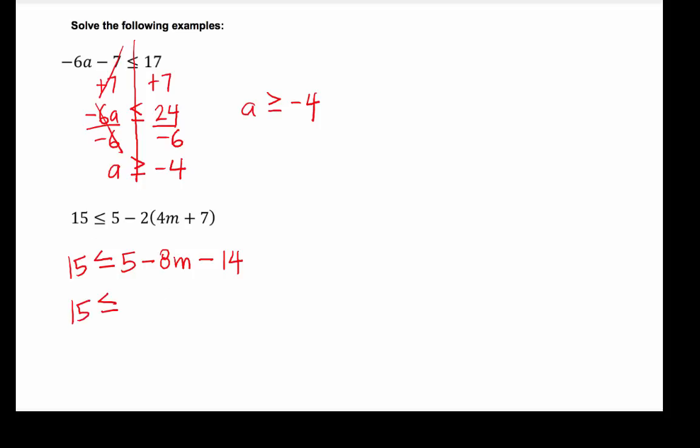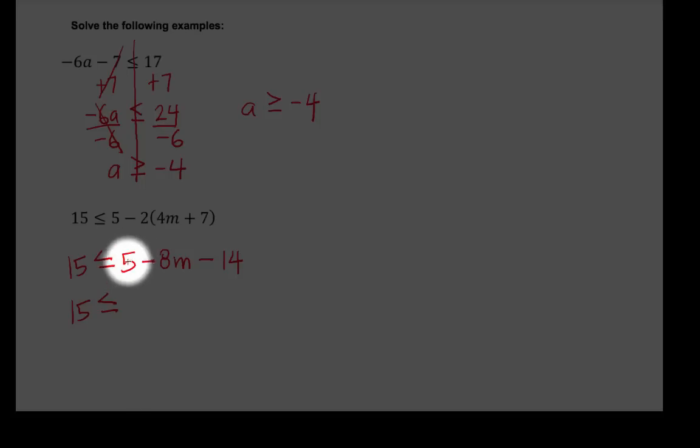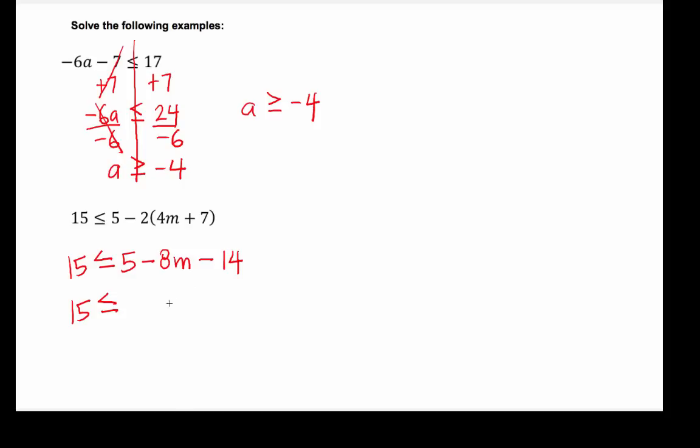I'm going to simplify the right side. I can combine 5 and negative 14, or minus 14. That's a negative 9. And I'll put my variable term first, negative 8m, not combining it with anything. And I got a minus 9. Again, these two combine to give me a minus 9.